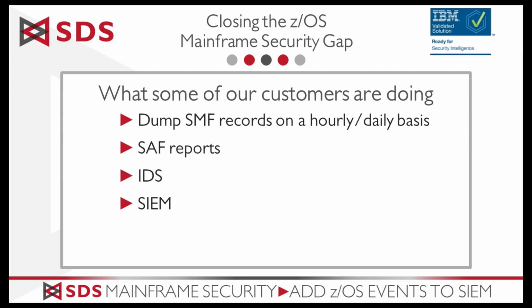Then I've seen some folks go the SAF reports route. That certainly works, where you can generate these reports to find out what folks are doing. It also depends on the frequency of the reports. Again, it may not be in real time, but it certainly can also identify what folks are doing on your mainframe.